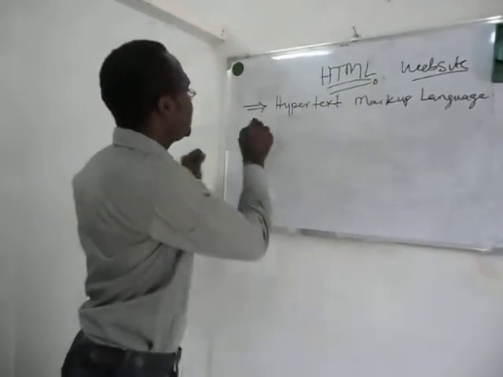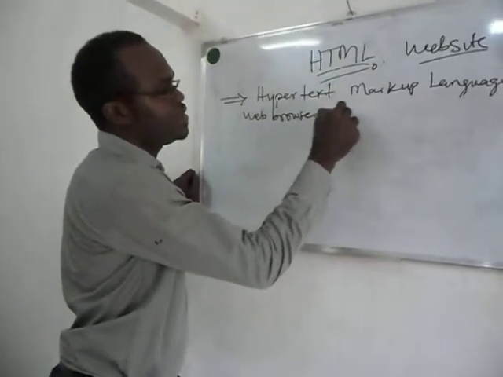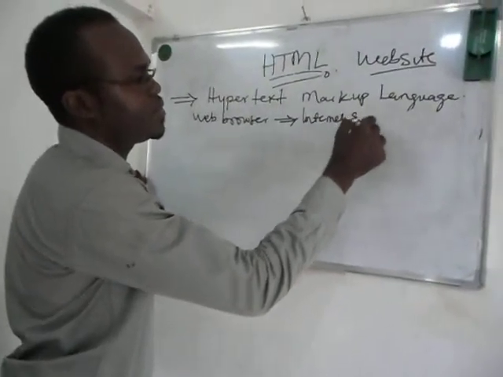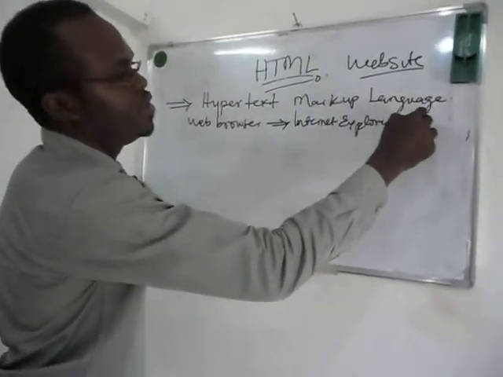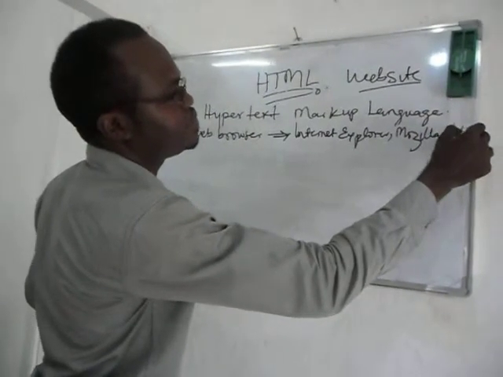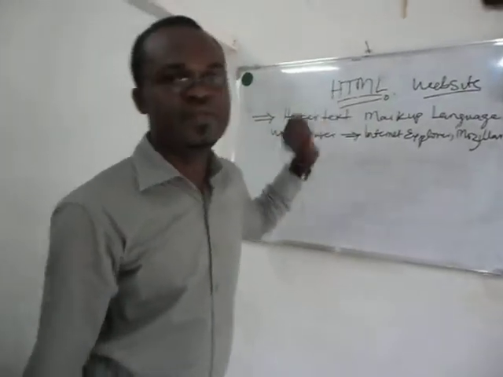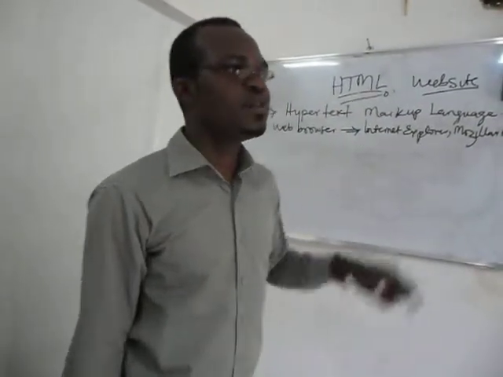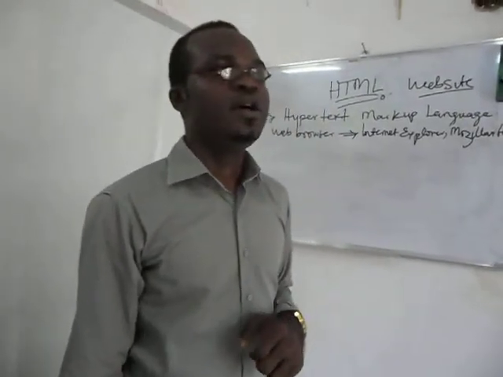Web browsers, what are web browsers? Web browsers are software like your Internet Explorer. When you're checking on websites, you normally use your Internet Explorer or your Mozilla Firefox. They understand this language very well. That's why it's easier for you to use it to write codes for websites. So I'm going to be teaching you how to write codes in this HTML so that you can be a very good web designer.